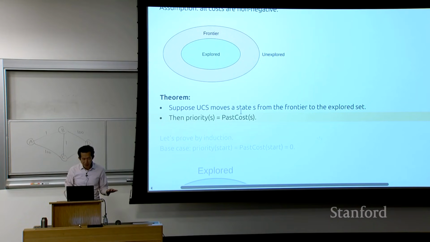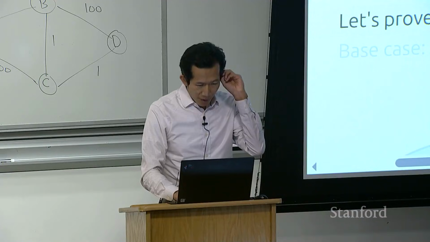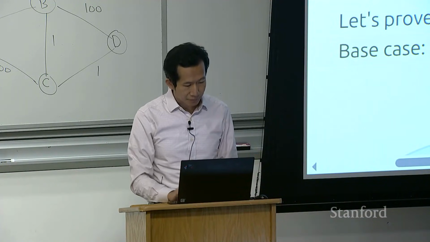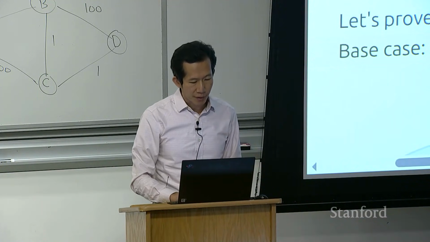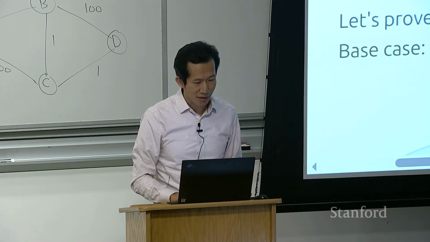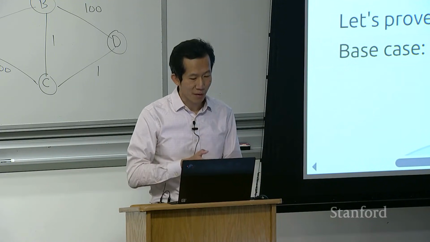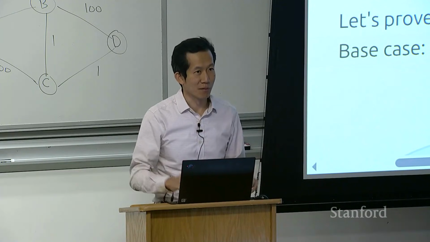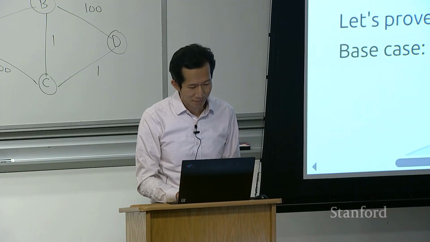So if you could show this, then you're done, because this holds for all states, in particular an end state. And once you get to the end state and you pop that off, if that gives you your past cost, that's the best way to get to the end state. So let's prove this by induction. The base case is priority of start equals past cost equals 0. Okay? Done, because at the start, priority is 0 and past cost is 0. So there's nothing to say there.